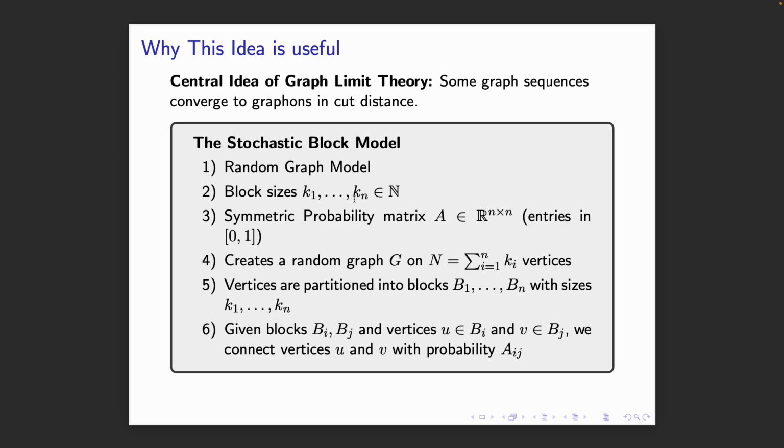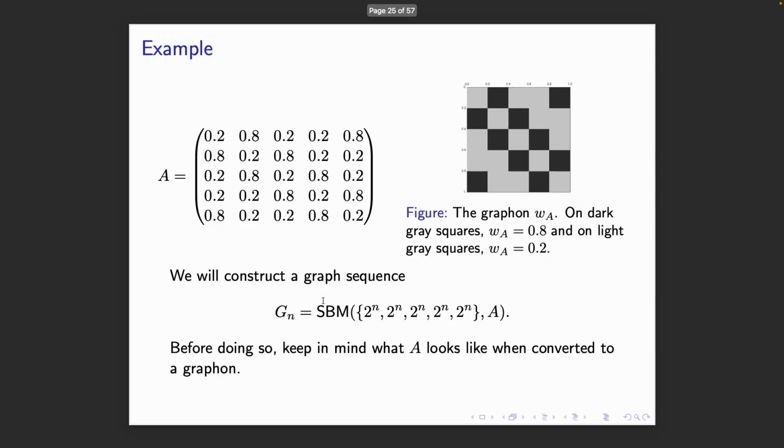We have a symmetric probability matrix. This is a real valued matrix such that if you sum up the entries along any row or column, you're going to get 1. We're going to construct a random graph on a number of vertices equal to the sum of all the block sizes. And then we partition those vertices into blocks B1 through Bn with the corresponding block sizes. And then if I have a vertex U in block I and a vertex V in block J, I'm going to connect them with probability Aij. That's the Ij entry of the probability matrix.